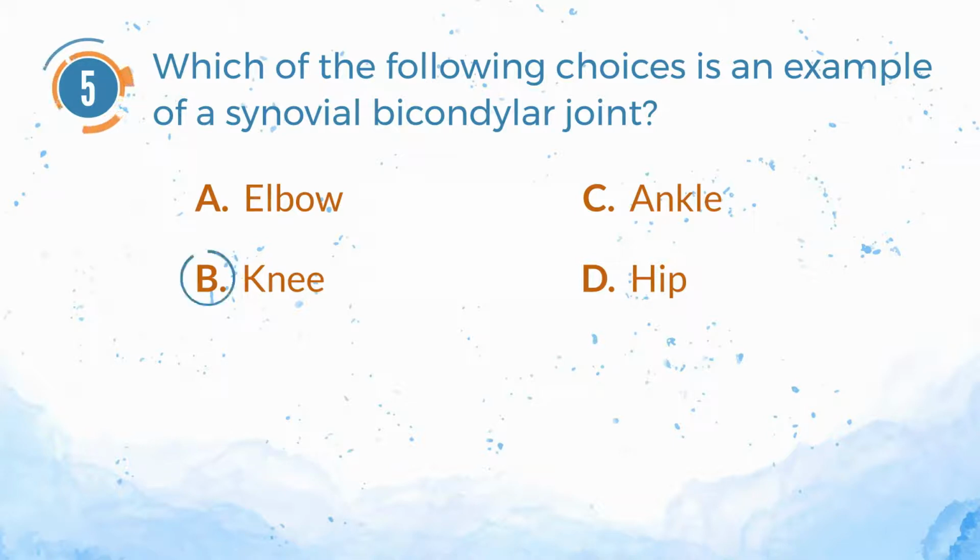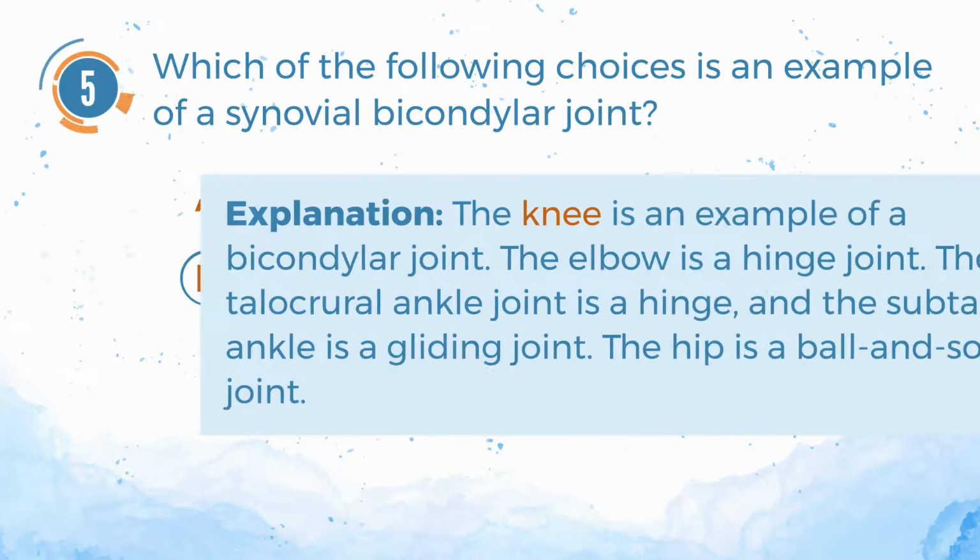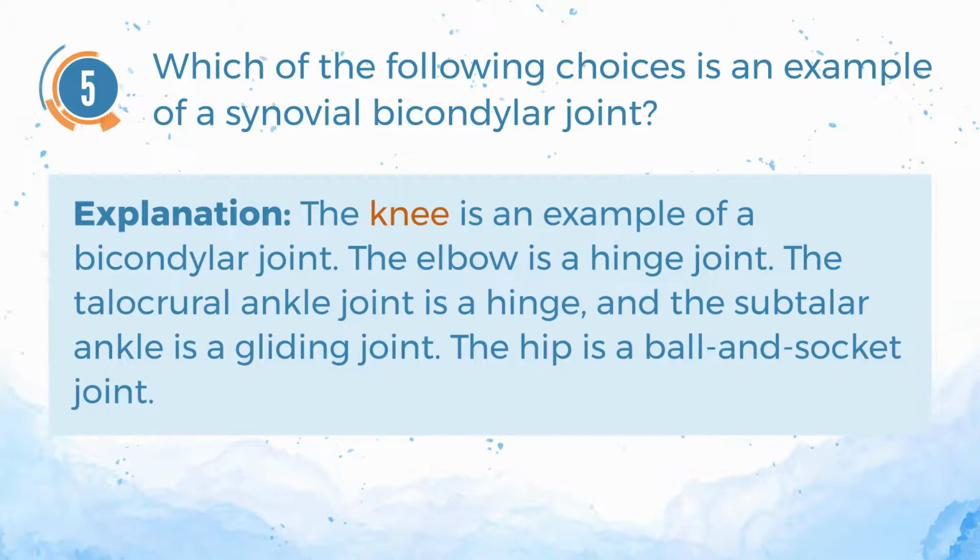The answer is B. Knee. Explanation. The knee is an example of a bicondylar joint. The elbow is a hinge joint. The talocrural ankle joint is a hinge, and the subtalar ankle is a gliding joint. The hip is a ball and socket joint.